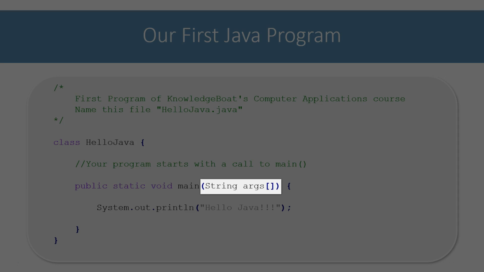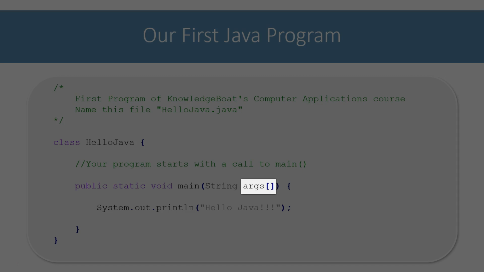You can pass information to methods in the form of variables. These variables are specified inside the set of parentheses that follow the name of the method. These variables are called parameters of the method. Main method accepts one parameter named args which is an array of strings.